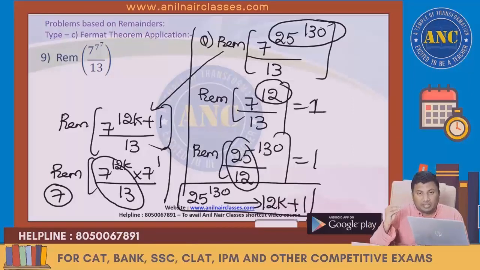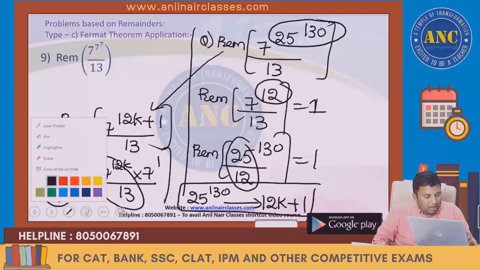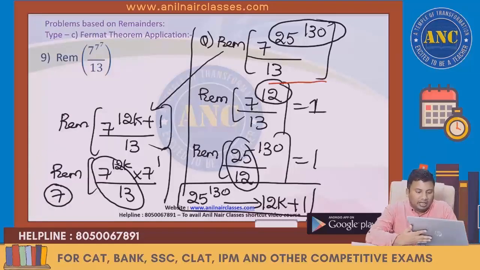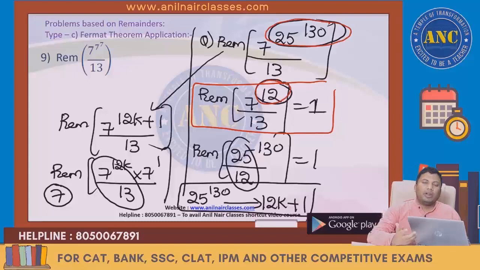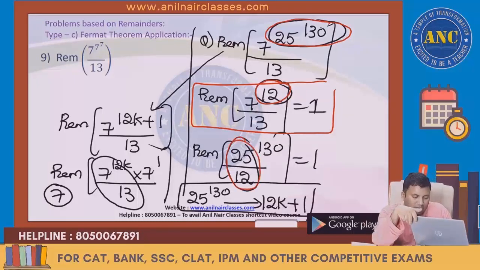Denominator, if it is p, numerator, its power should be divided by p minus 1. 7 power 12 divided by 13, it is 1. The entire concept lies in dividing this number with this number. 25 power 130 divided by 12. 12 2s are 24. Remainder is 1. So 25 power 130 when divided by 12, it gives a remainder 1.